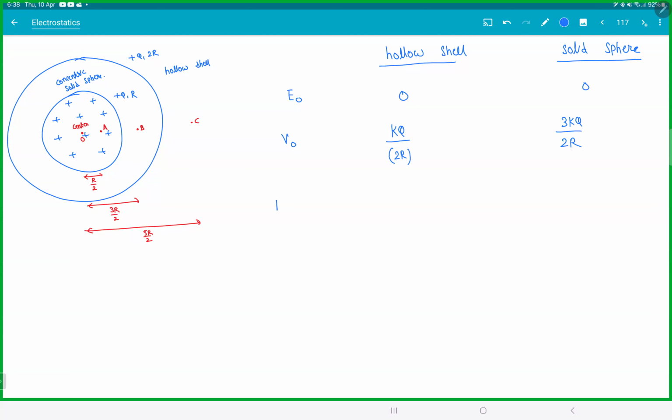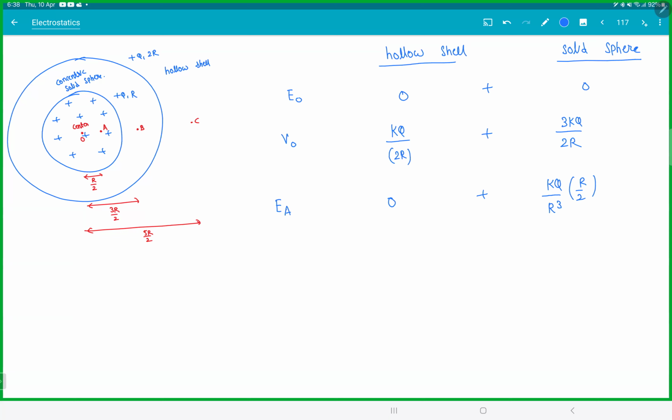Let me show you one more. Field at point A. Where is point A for the hollow shell? Inside. So what is the field? 0. Where is point A for a solid sphere? Inside. What is the formula? KQ by r cube into the distance, which is r by 2. If you just add these two, you'll get the final result. Are you getting what I'm asking now? See where the point is for the hollow sphere and for the solid sphere, put the appropriate formula, add both of them, and you're done. You'll get the final result. Now can you do the rest?